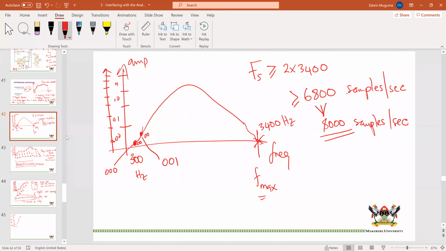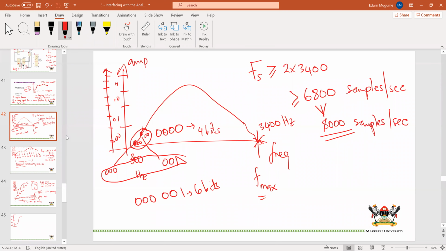So for instance, if we are using 2 bits, for these 2 samples, we would have 0000. But if we are using 3 bits, now we have 000, 001, 6 bits instead of 4 bits. Obviously, 6 bits take more time to process. They also need more storage capacity and so on, but they give you more accuracy. So you can see that there is a trade-off between how many bits you should use vis-a-vis the memory, the processing power that you have, and so on and so forth.